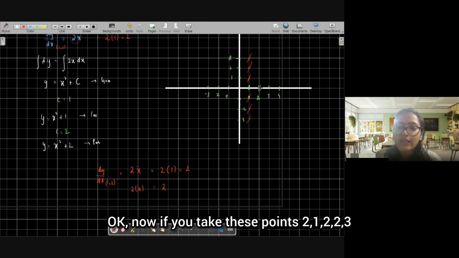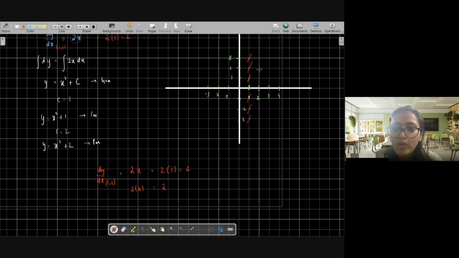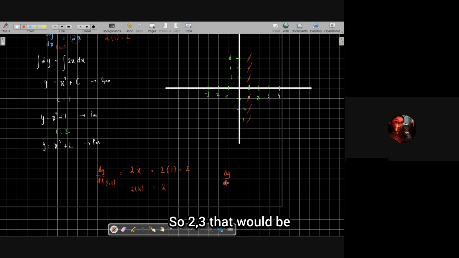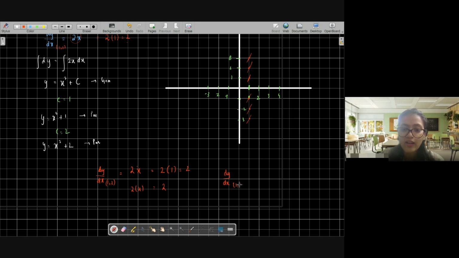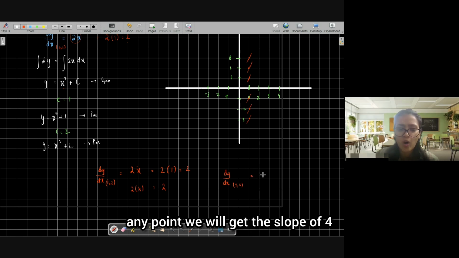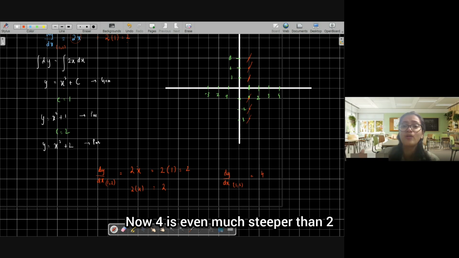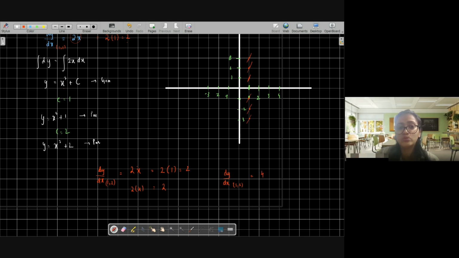Now if you take these points, 2 comma 1, 2 comma 2, 2 comma 3, what will be the slope? That would be just 4. Let's take 2 comma 2, 2 comma 3, 2 comma 1, any point. We will get the slope of 4. Now 4 is much steeper than 2, because a slope of 4 is steeper than a slope of 2, right?